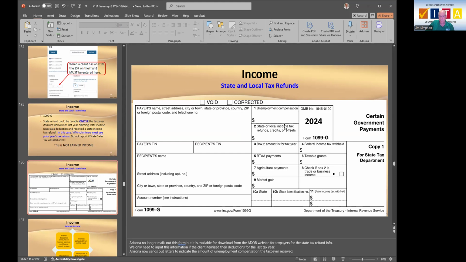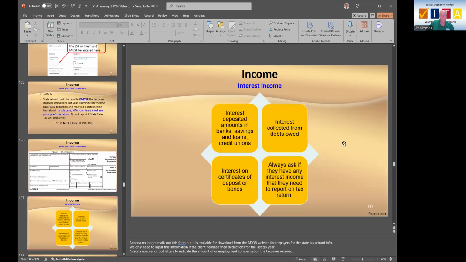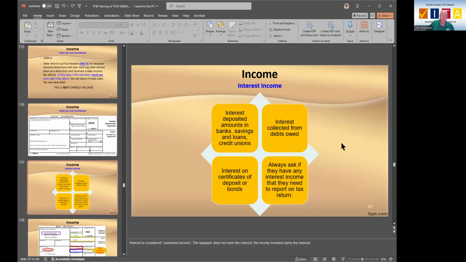Sometimes when you're getting unemployment compensation, they will withhold federal income tax. So be sure to be careful and look for that. Where does interest income come from? Well, it comes from bank accounts. It could be maybe you lent your buddy $5,000, right? And you charged him interest.